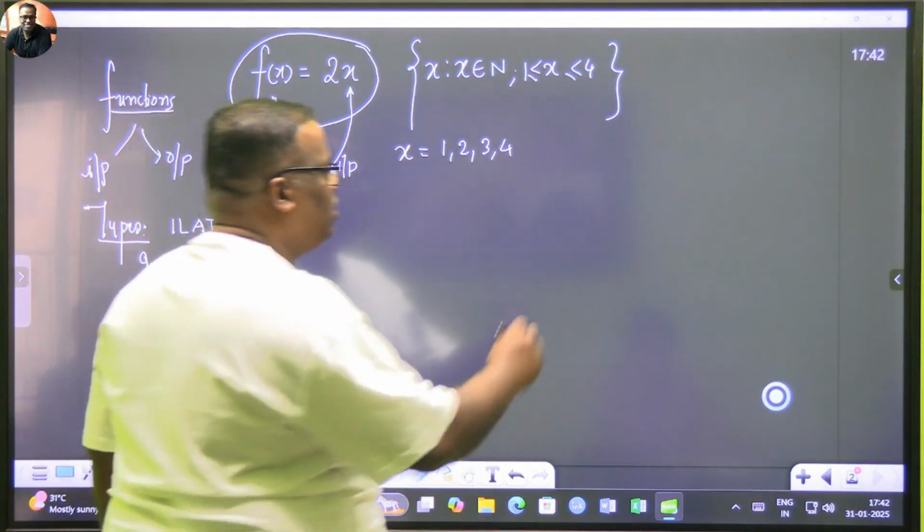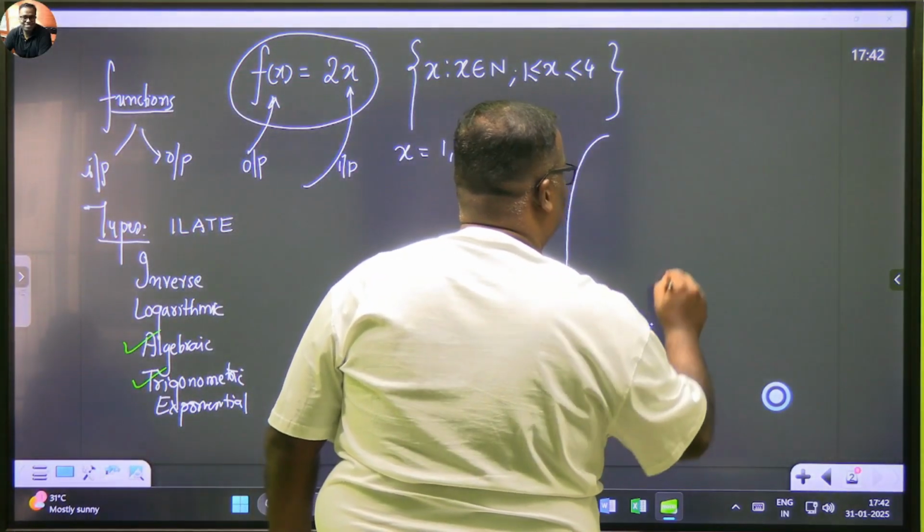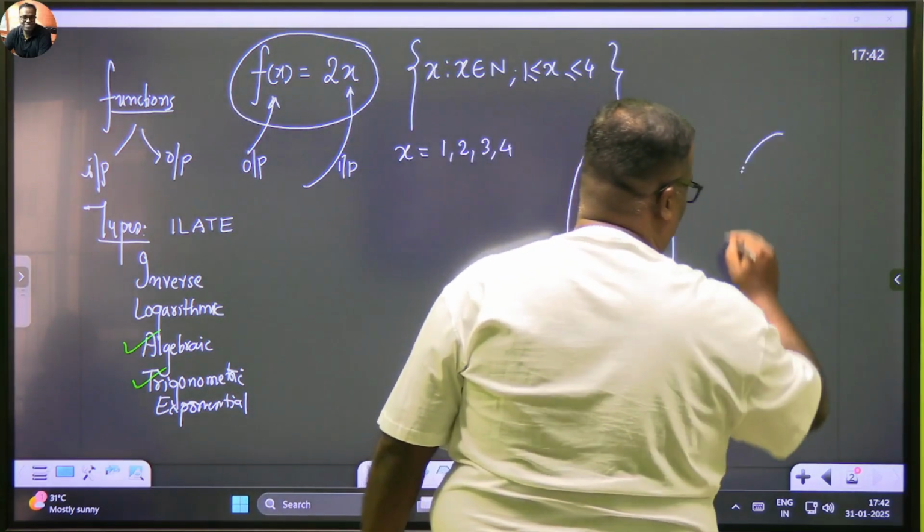Okay. Now we try to show you functions in the form of images. This is the easiest way to understand a function.